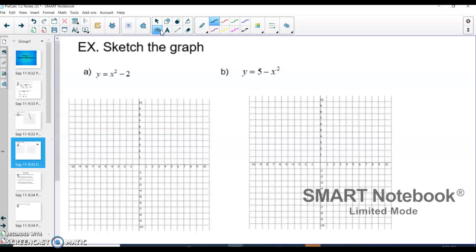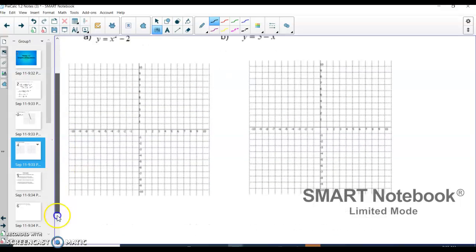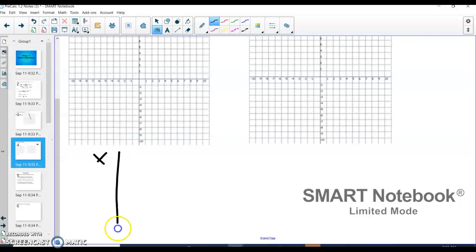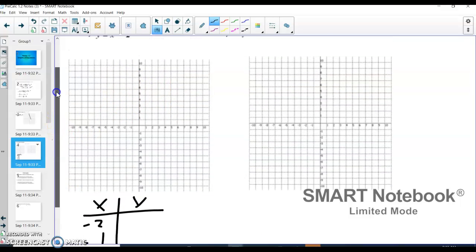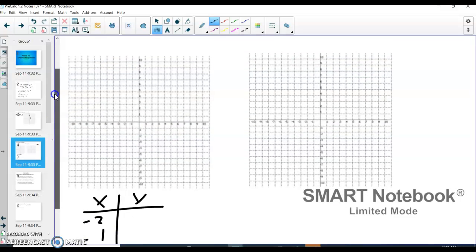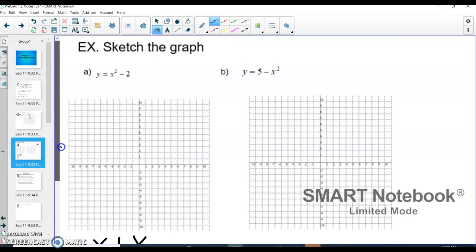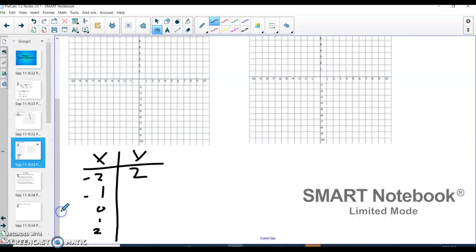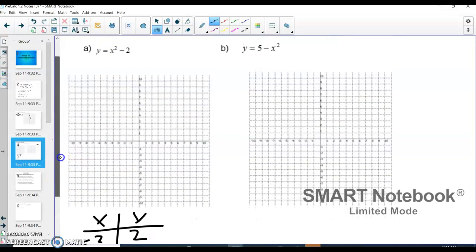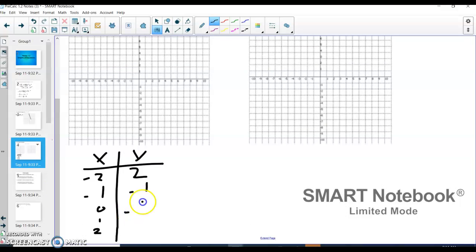So if we want to start right now, what we can do is XY tables, okay? X, Y, and we can plug in our classic negative 2, negative 1, 0, 1, 2, our test points for x. I'm choosing those points because they give me a picture of this middle portion of the graph, and I can plug those in. Negative 2 squared is 4, 4 minus 2 is 2. 1 squared is 1, minus 2 is negative 1. 0 is going to be 0 minus 2, that's negative 2.